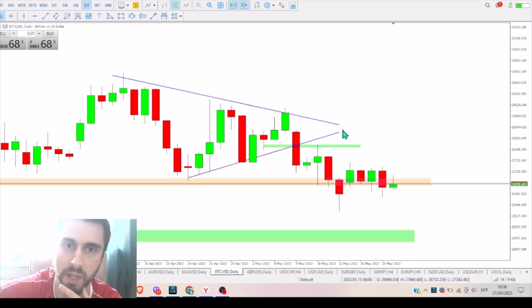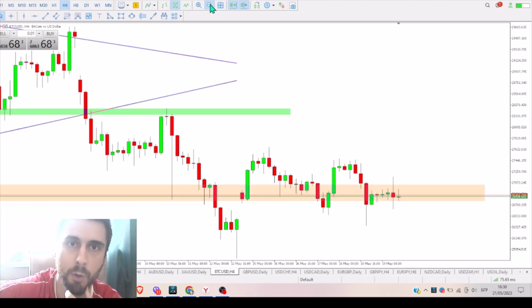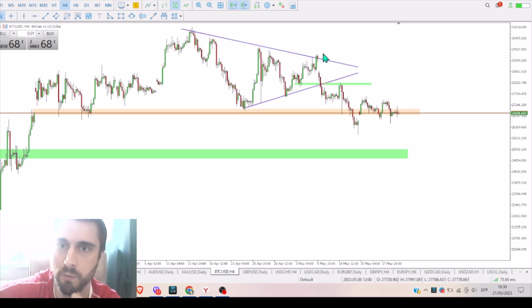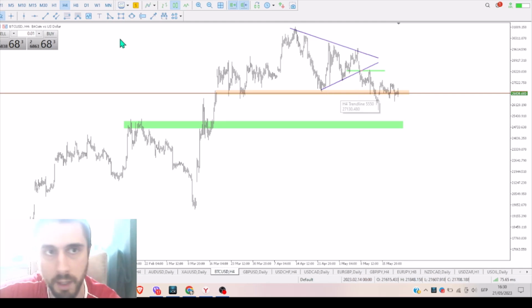It looks like this. So we have the triangle pattern, take profit target, this support area. We are still in the trade. And on the 4-hour chart, you can clearly see the beautiful triangle pattern. So this week we have consolidated.